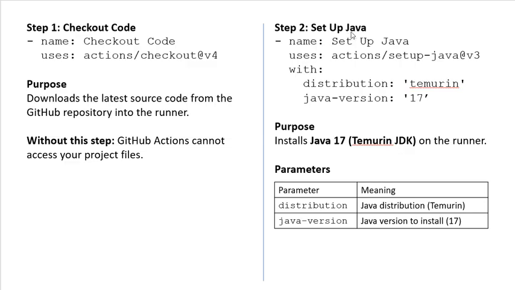Step 2 is set up Java: - name: Set up Java, uses: actions/setup-java@v3, with: distribution: Temurin, java-version: 17. This installs Java 17, the Temurin JDK version, on the runner. The parameters: distribution means the Java distribution name, Temurin, and java-version is the Java version to install, 17.